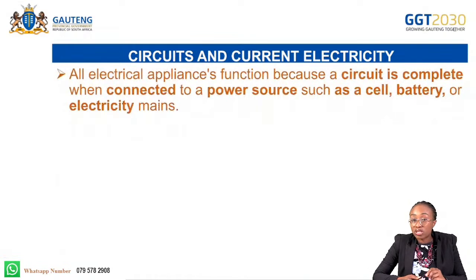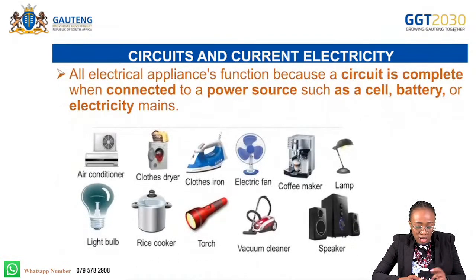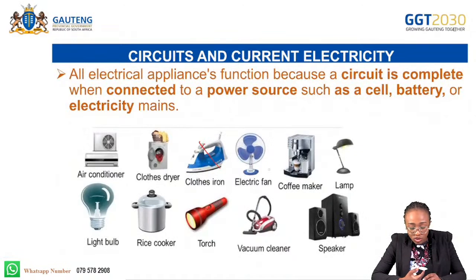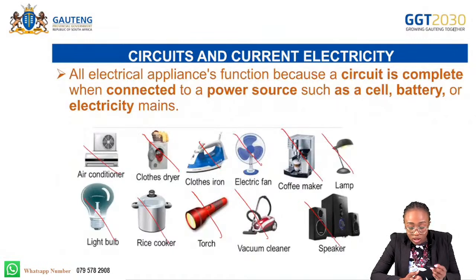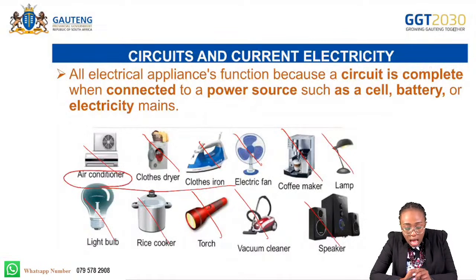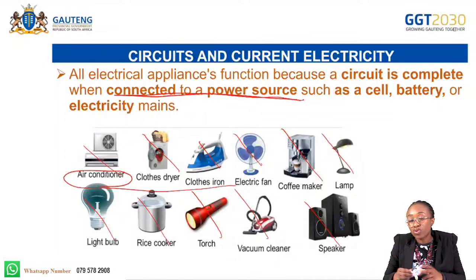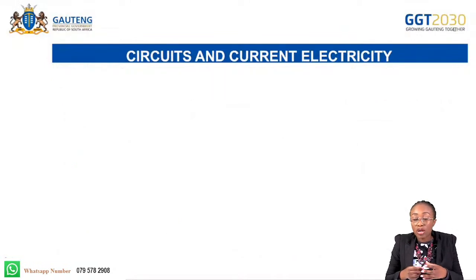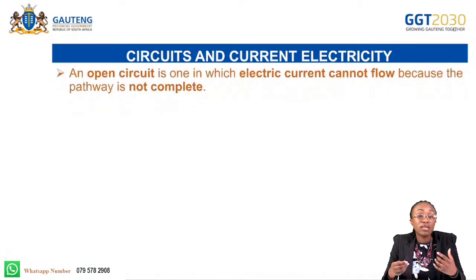So there are different power sources. You've got your battery, you've got your cell, and you've got your electric mains. You can plug into an electric mains, or connect to a cell or a battery. So electrical appliances function because they are connected to a power source. Connecting them to a power source completes the circuit, and then they are able to function.